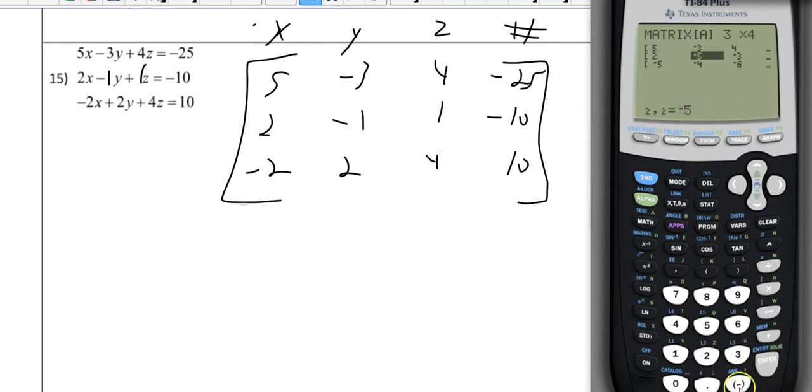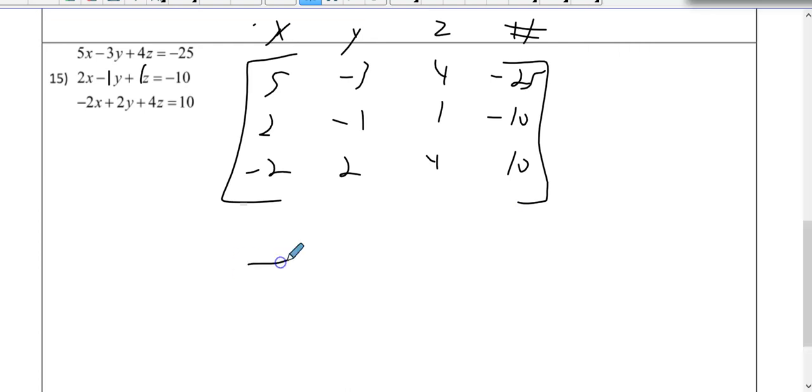If you hit enter, it's right. 2, positive 1, negative 10. 2, 2, 4. At this point, you just exit out, second quit. Go back in. Up to RREF. Tell it to look in. Enter. Negative 5, 0, 0. X, Y, Z.